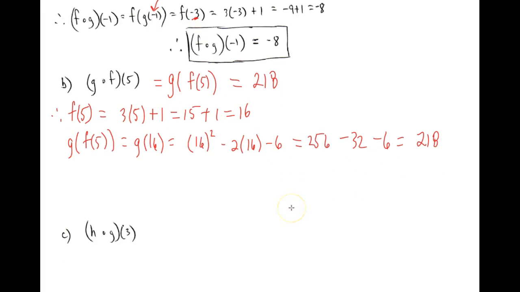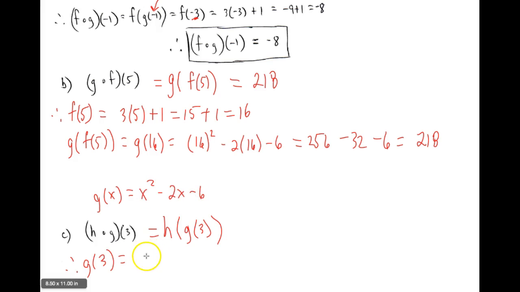Moving on to our next example, we have h of g of 3. So this would look like that. The first thing that we would need to do is figure out what g of 3 is. We know g is the function, we'll just rewrite it right here: x squared minus 2x minus 6. So we'll plug in 3 into there.